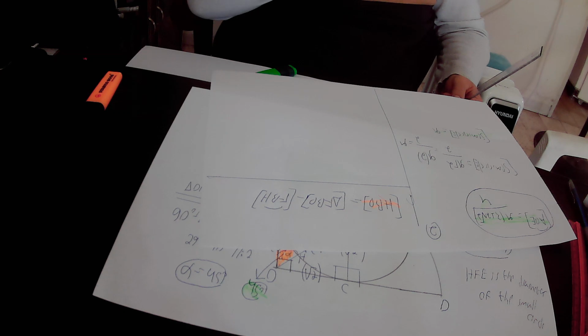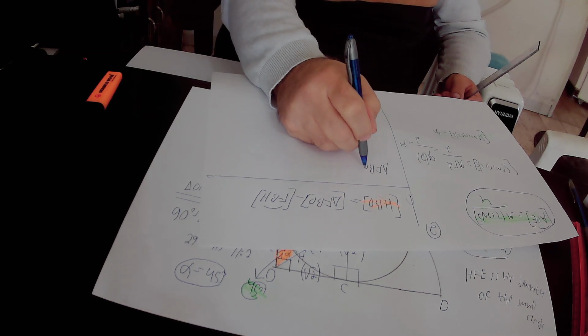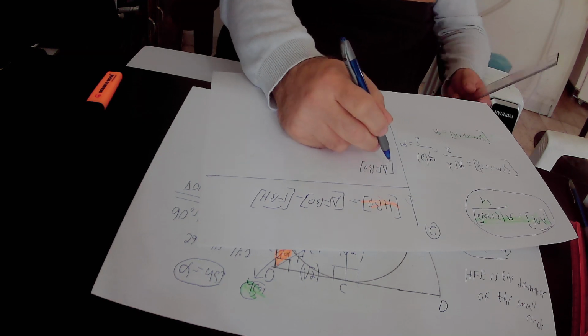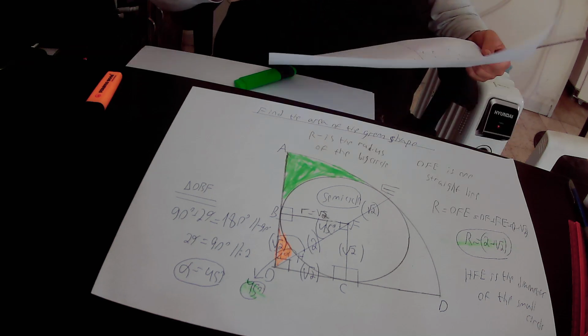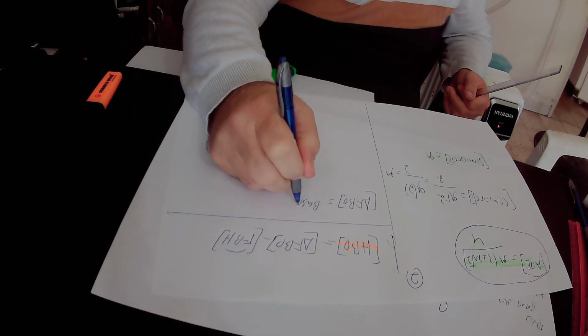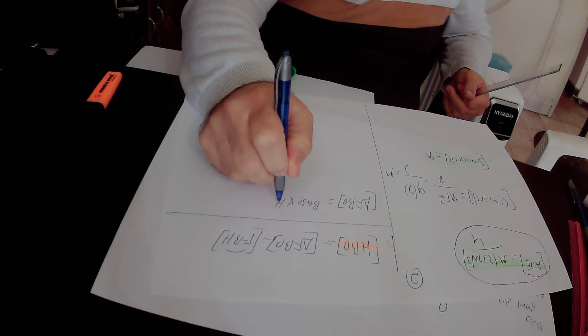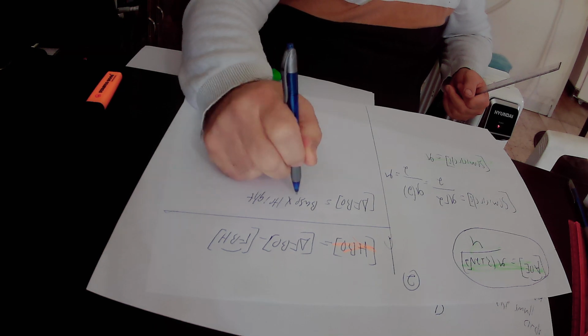So what is the area of the right triangle, triangle FBO? We know that the area of any triangle equals the base of the triangle times the height to the base over 2.